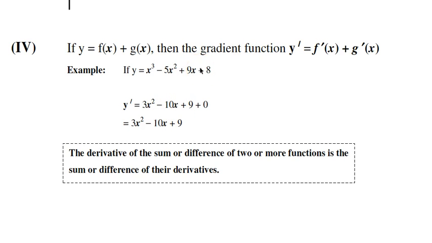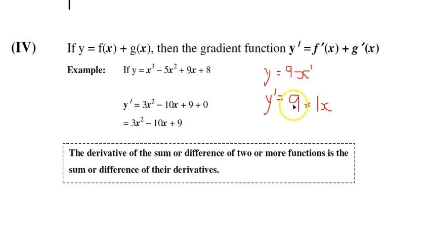Now, if you look at something like 9x, we're okay with the minus 5x squared, but if you look at 9x, this is really important. If y equals 9x, let's just look at that bit. That's really 9 times x to the power of 1. So if y equals 9x, that's like 9x to the power of 1.